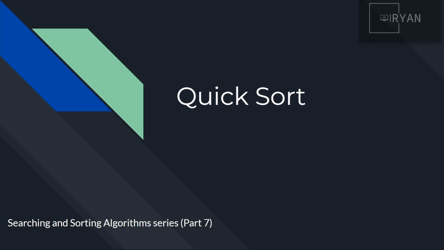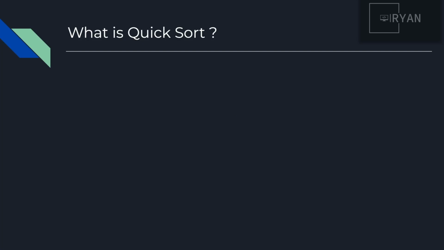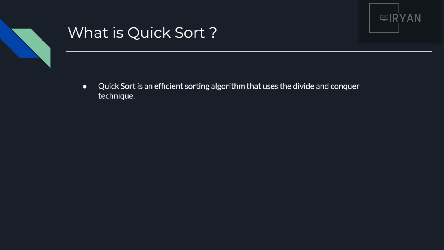Today would be part 7 of the series and we will dive into the quicksort algorithm. What is quicksort? Quicksort is an efficient sorting algorithm that follows the divide and conquer technique. It is widely used because of its speed and simplicity.